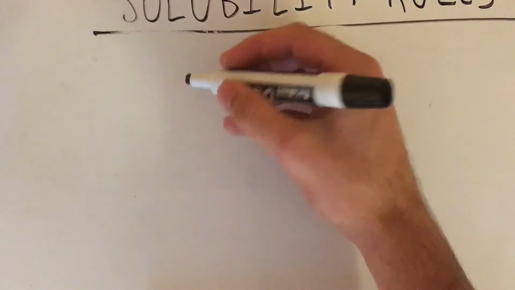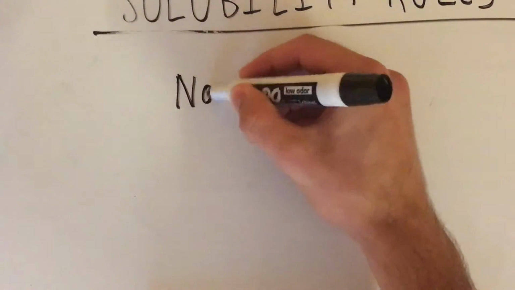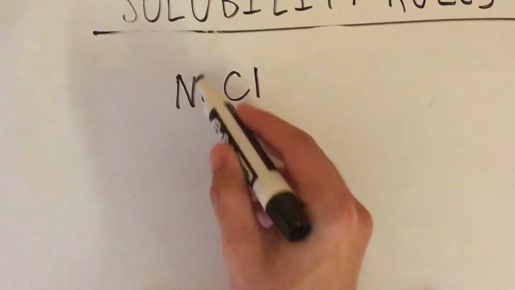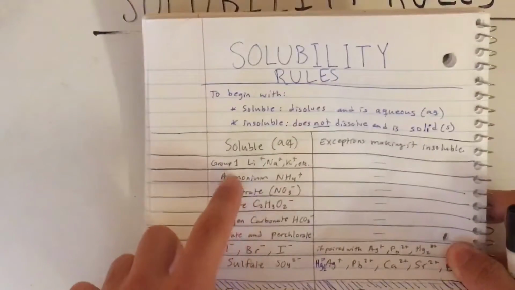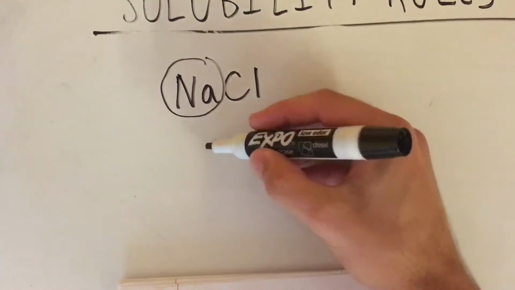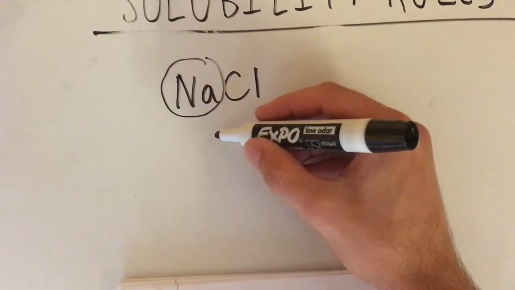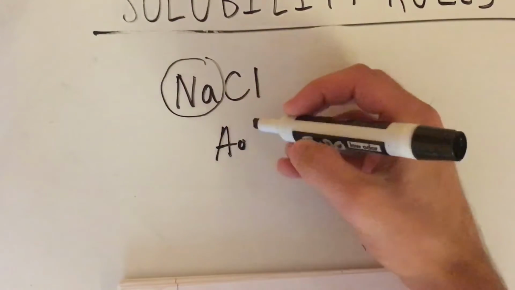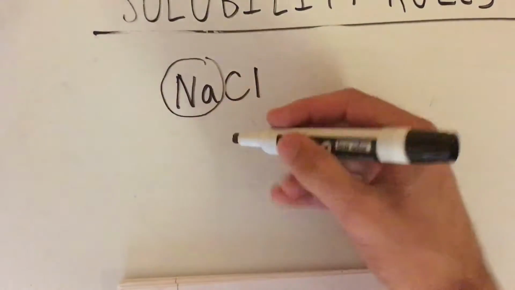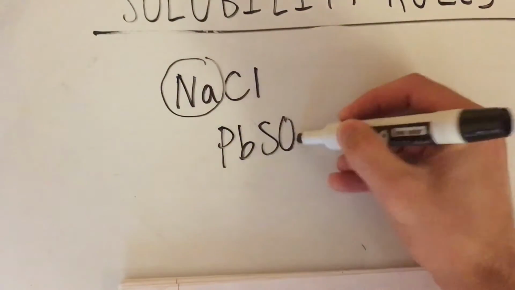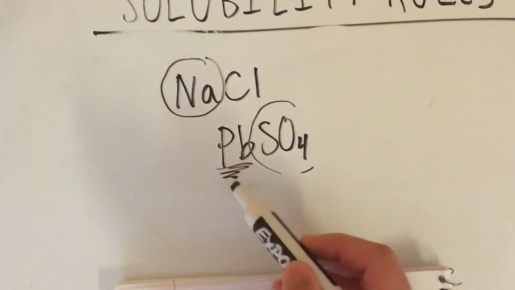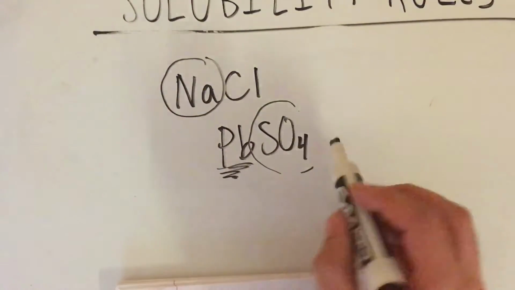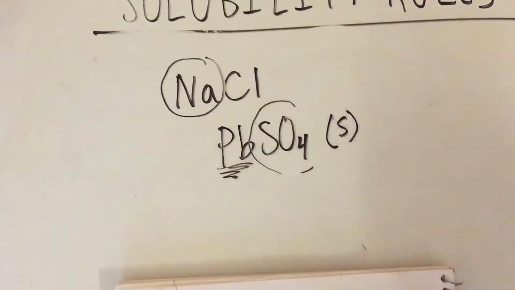If you have NaCl, once you see this sodium, it's part of the group 1 elements, automatically makes it soluble. If you have lead 2 sulfate, sulfate is usually soluble, but because it's paired with one of the exceptions that it has, it makes it insoluble and therefore would be a solid.